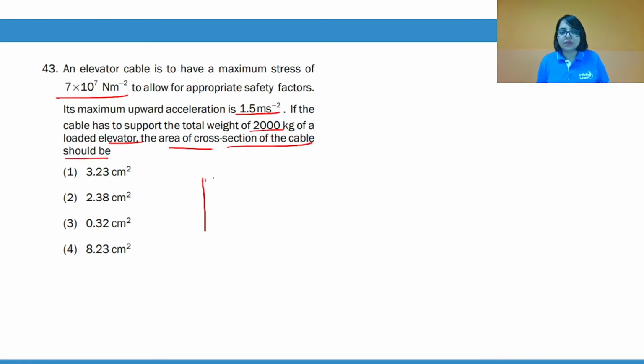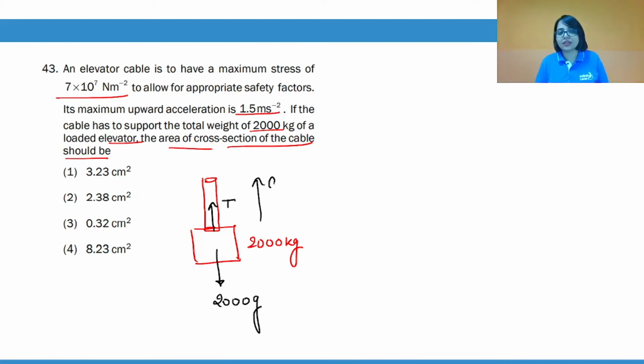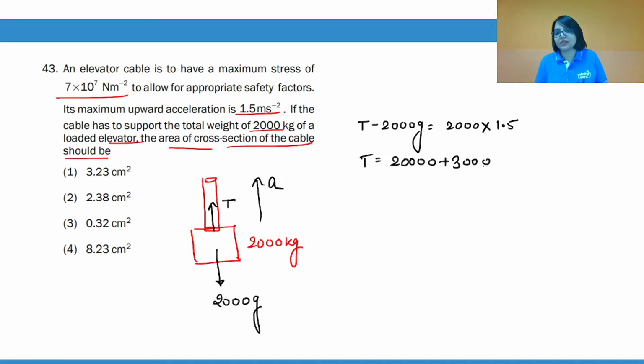So this is your cable and it is supporting a load of 2000 kilogram, right? So its mass will be 2000, and because of that it will experience a force of 2000 g in the downward direction, tension in the upward direction, and acceleration is in upward direction. So you can write T minus 2000 g is equal to 2000 into a. Net force is equal to mass into acceleration. So T will be 20,000 plus 3000, that is equal to 23,000 Newton, right?